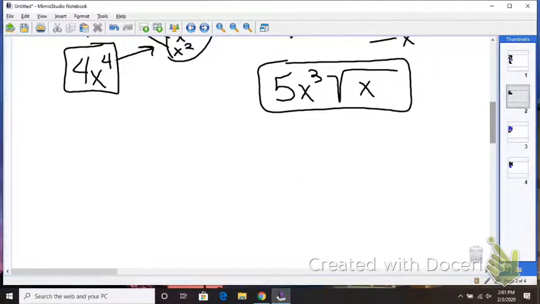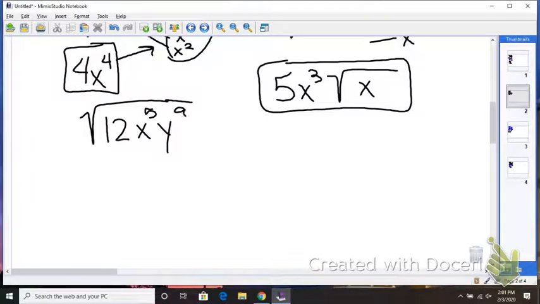Let me see if you have to do the numbers yet. Okay, let's try this. 12, I'll stay with squareds for now. 12 times x to the 5th, y to the 9th. Okay, so now I'm adding to it, and then we're gonna jump up to cubes and fourths in just a minute.